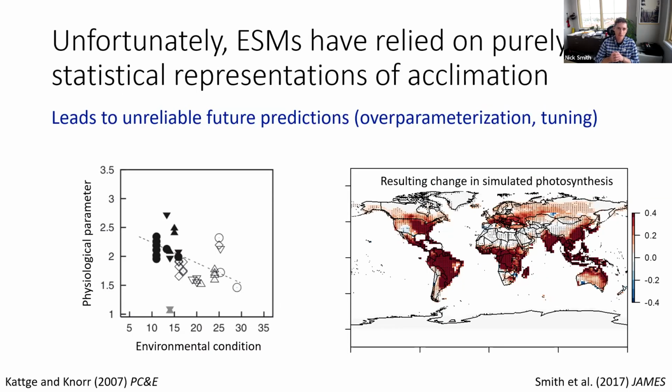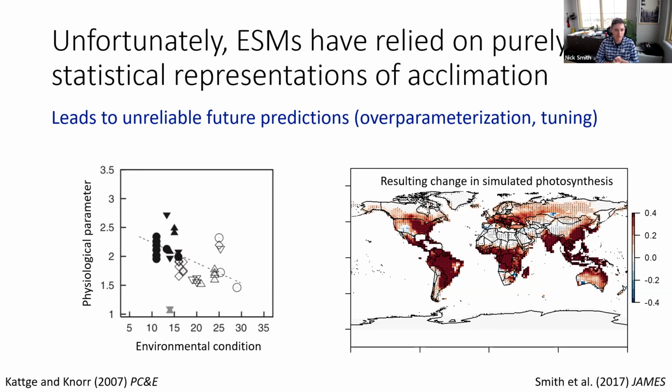So the problem in the past was that Earth system models and the land surface portion of these Earth system models have relied on purely statistical representations of acclimation. And this leads to unreliable future predictions due to over-parameterization and the reliance on tuning. And so one example, again, kind of cherry picking problems with my own work. So we plugged acclimation into an Earth system model and found that it changed photosynthesis a bunch. That's the panel on the right.